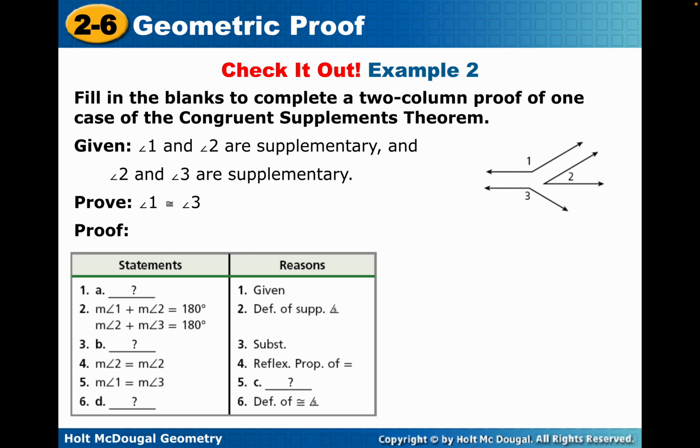Okay, let's look at this. We already have that first. We have everything written down. We need to find the first statement. What do you think our first statement is going to be? What do we always put for the first statement? Well, we're given, so what's our first statement going to be? Angle 1 and angle 2 are supplementary, and then what else? Angle 2 and angle 3 are supplementary. So this is your A. That's what you should have for your first statement, so write that down.